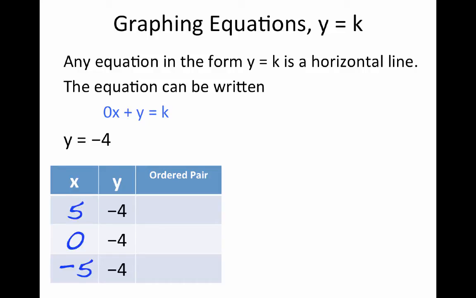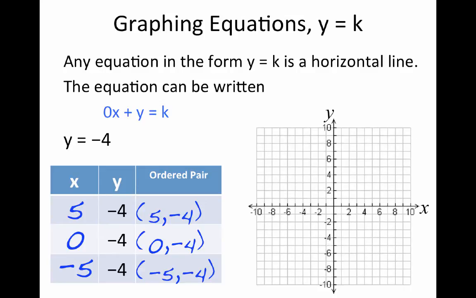So when x is 5, y is -4. When x is 0, y is -4. When x is -5, y is -4. That means we have the ordered pairs of 5, -4, 0, -4, and -5, -4. Notice that for every single value of x, y is -4. Now pause the video and graph those points.